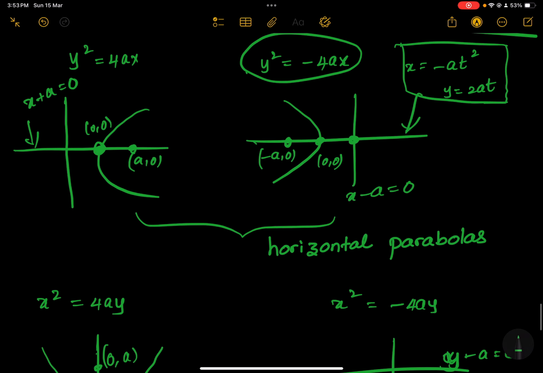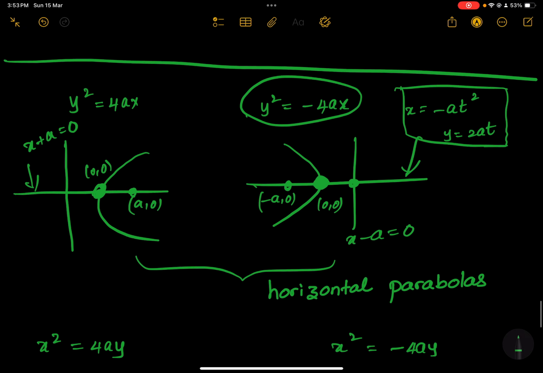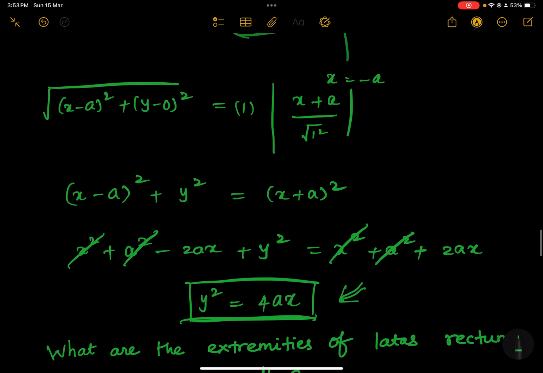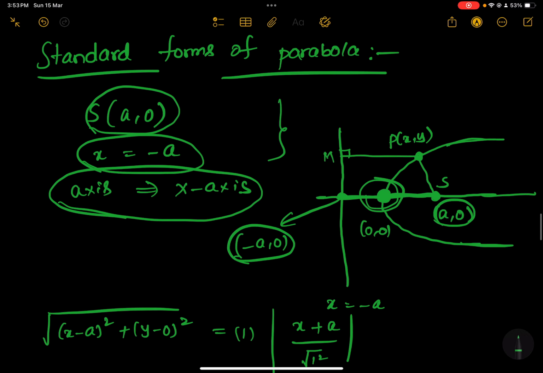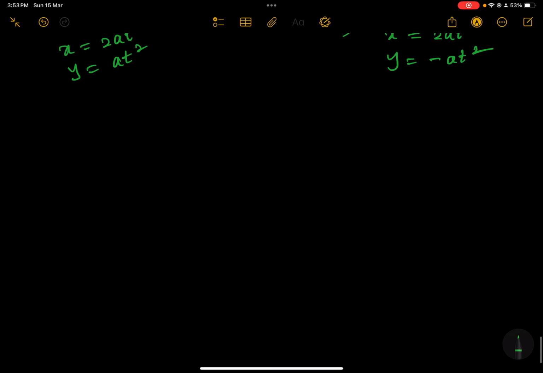So with that, we are done with all the general forms of the parabolas whose vertex exists at origin. There are two horizontal parabolas whose vertex exists at origin, and two vertical parabolas whose vertex exists at origin. We are done with these forms, and we are done with the parametric equations of these four forms. All right, so with that we come to the end of this video. But before we end the video, let us solve one good question based on whatever we have learned so far.